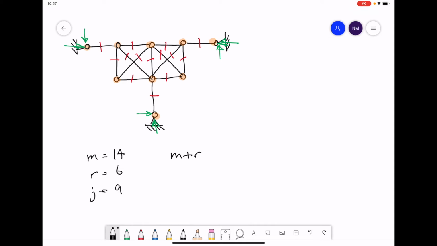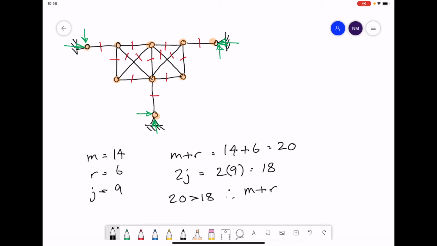M plus R is 14 plus 6 gives you 20. 2J is 2 times 9, it gives you 18. 20 is greater than 18, therefore M plus R is greater than 2J, hence statically indeterminate structure.